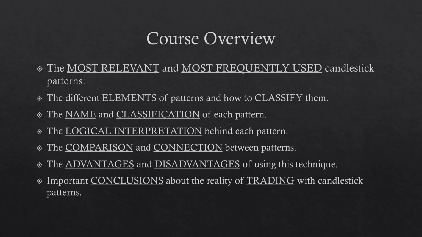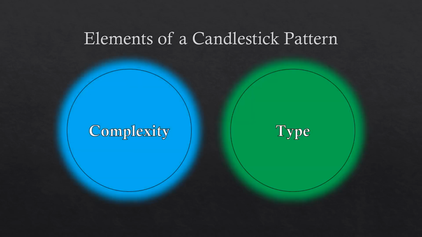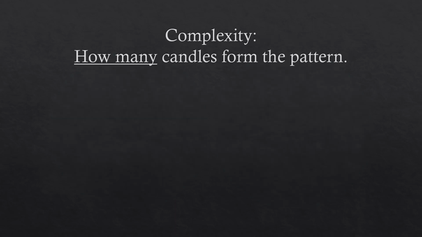Let's begin by talking about the basic elements of candlestick patterns. A candlestick pattern has two elements that classify it: the complexity and the type. It's important to understand these elements and classifications because that will simplify things later. Let's take a look at each of these two elements individually to see what they mean.